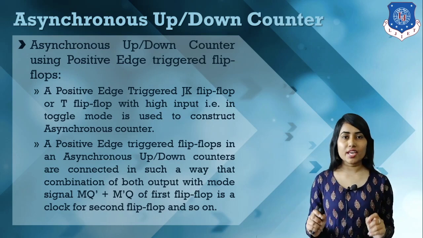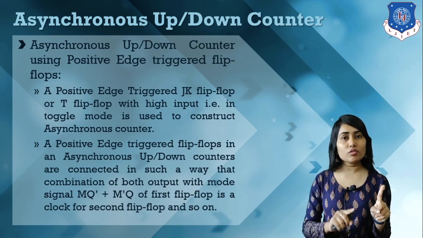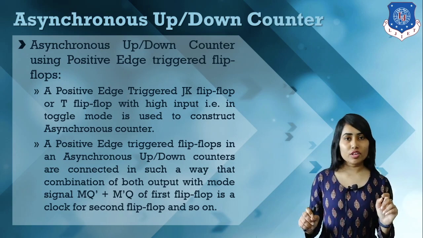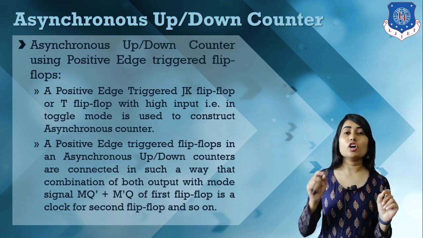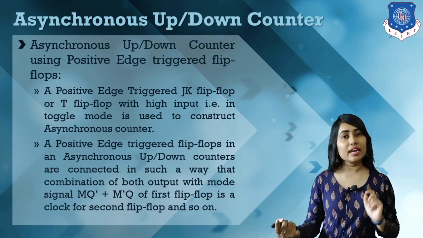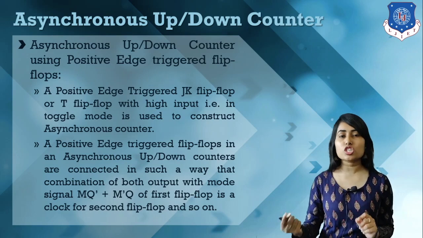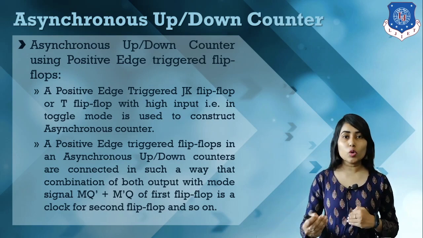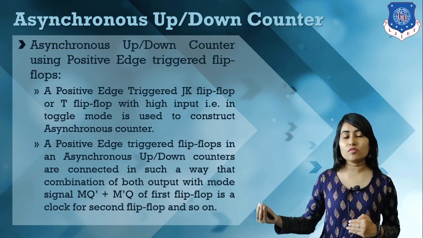Whenever we have a positive edge trigger flip-flop and we want to count in upward direction, we have to connect Q1 dash, and if we want to count in downward direction, we have to connect Q1. Okay, so both the combinations with a mode signal are applied to the second flip-flop's clock.